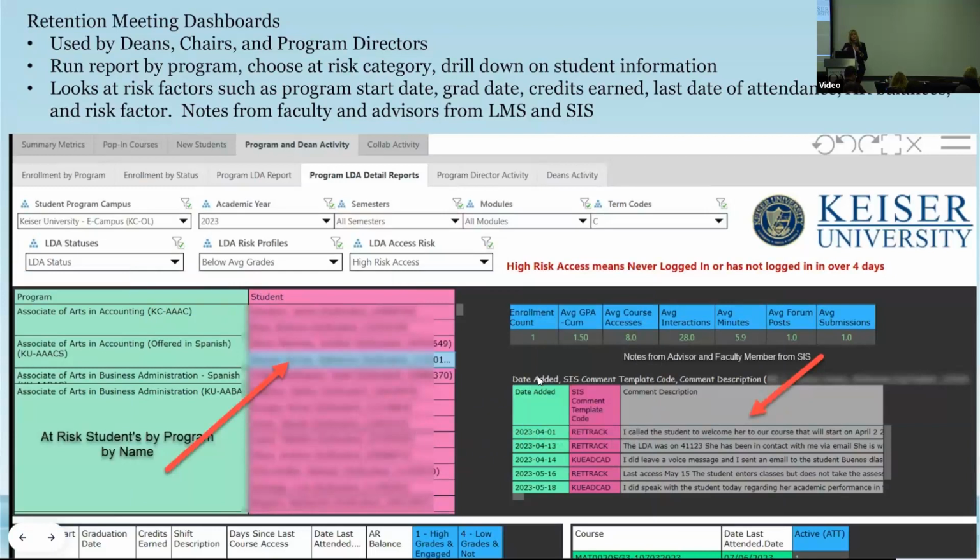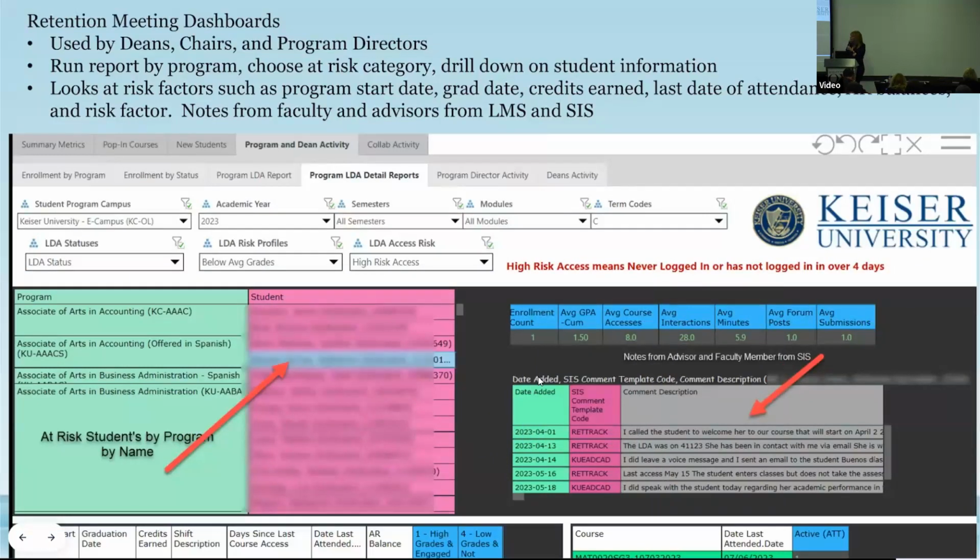What I did is, everybody lives in our SIS to put comments. Well, the retention tracking comments, there's 3 activities. I bring those into this dashboard because what happens is advisors don't have time to look in the SIS to see what the comments are. I wanted the comments in here on one dashboard.